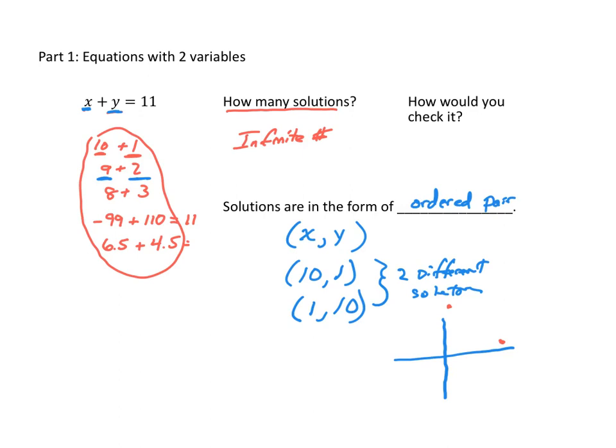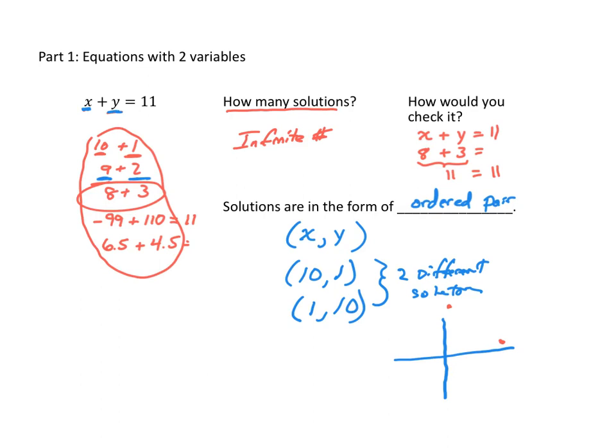So how would we check it? Well, we still check it by taking the numbers that we have and plugging them back into the equation. So if we thought the answer was (8, 3), with x equals 8 and y equals 3, and we have x plus y equals 11, we still take the 8, put it in place of the x, the 3, put it in place of the y, and do the math to make sure that the left side is equal to the right side. That's still how you check it.